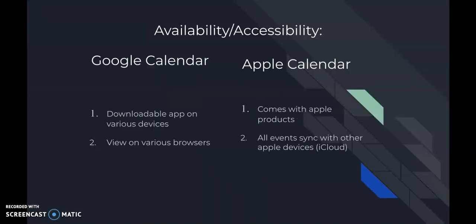Availability and accessibility. Google Calendar is a downloadable app on various devices such as Apple, Android, and more. You can also view it on the various browsers such as Google Chrome, Safari, Firefox, and more. For Apple Calendar, it comes with the Apple product itself. You can't have Apple Calendar on an Android or any other type of phone. All these events sync with other Apple devices via iCloud.